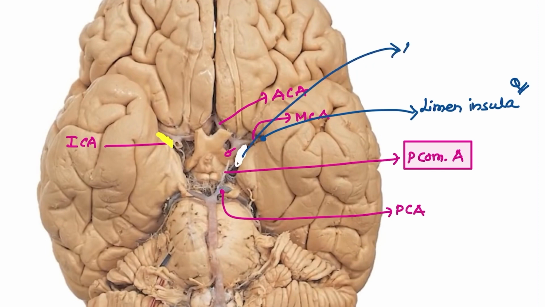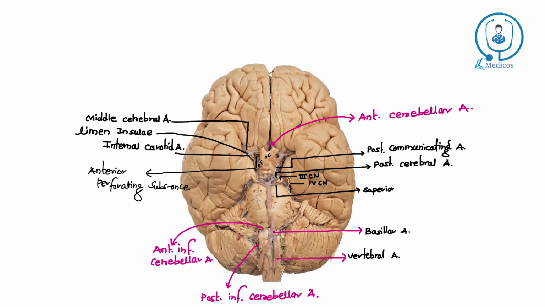Okay. Now just look into this middle part, and here we can see that this is the optic chiasma and this is the optic tract. So this is the base of the cerebral hemispheres. Okay. If you want to take a screenshot of this labeled image, you can take. Now let's talk about some other structures.